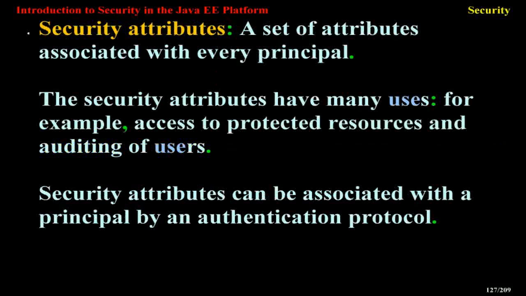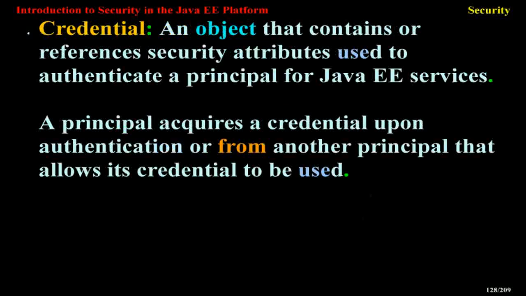Security attributes: a set of attributes associated with every principal. The security attributes have many uses, for example, access to protected resources and auditing of users. Security attributes can be associated with the principal by an authentication protocol. Credential: an object that contains or references security attributes used to authenticate a principal for Java EE services. A principal acquires a credential upon authentication or from another principal that allows its credential to be used.